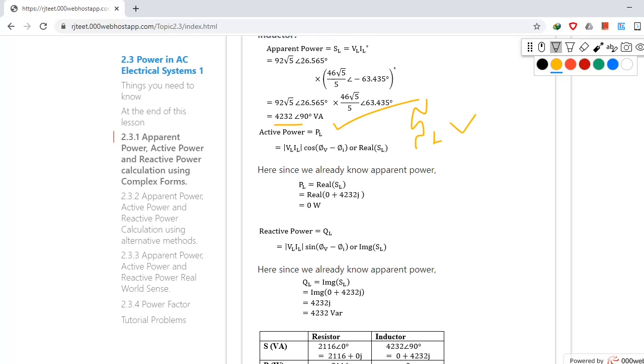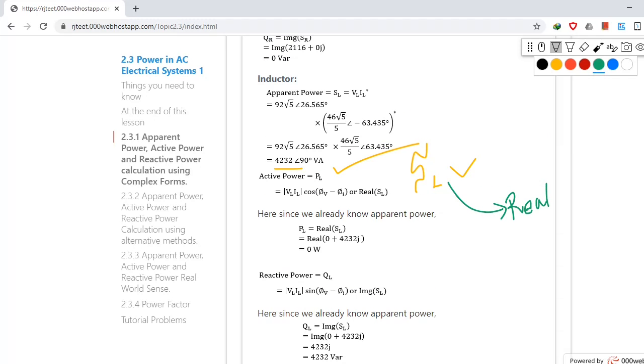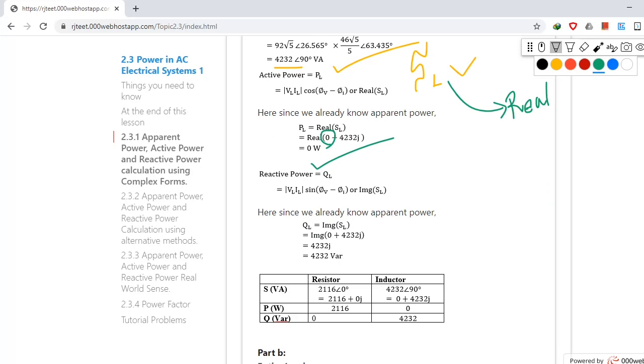Now to calculate active power, what you have to do is take out the real part. We have already discussed what are the methods to take out the real part, and in this case, since we already know that this is an imaginary number, the real part of this thing is 0. Therefore, the active power is 0. It's going to be 0 watts.